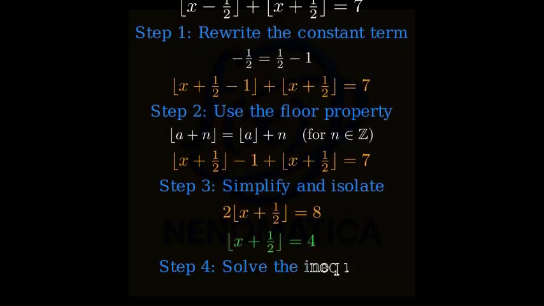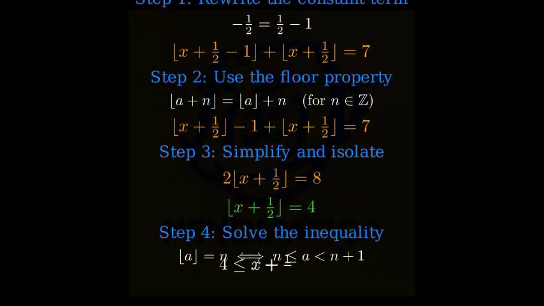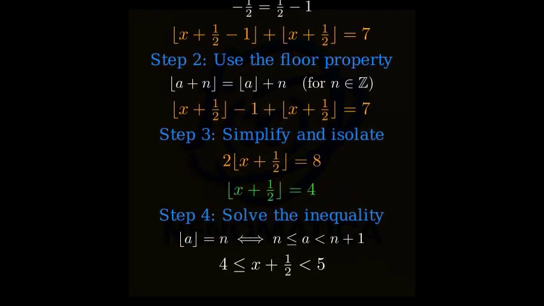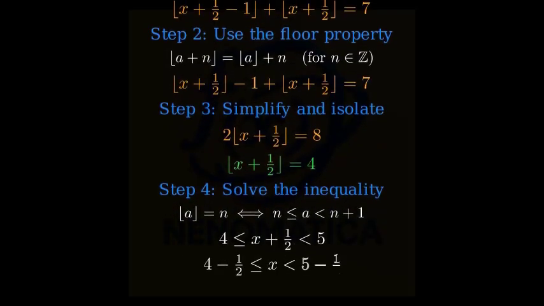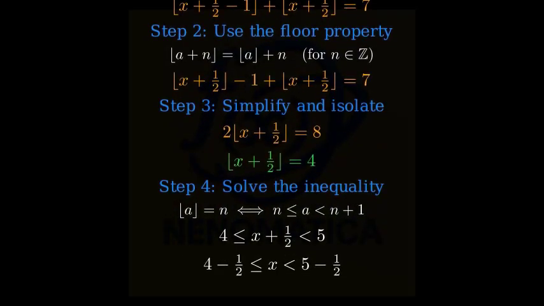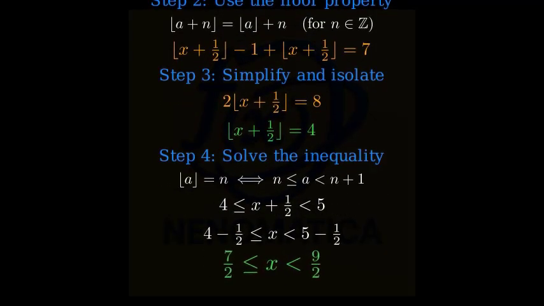Step 4. Use the definition of the floor function. If the floor of a equals n, then n is less than or equal to a, and a is strictly less than n plus 1. So 4 is less than or equal to x plus 1/2, which is strictly less than 5. Subtract 1/2 across the inequality to get 7/2 is less than or equal to x, which is strictly less than 9/2. That is the final solution set.